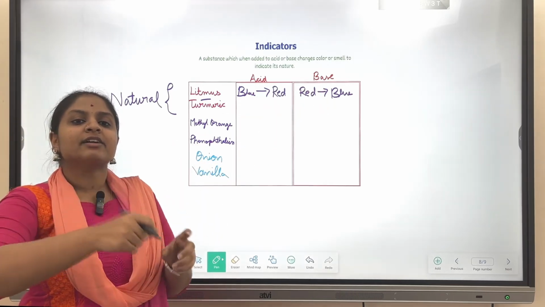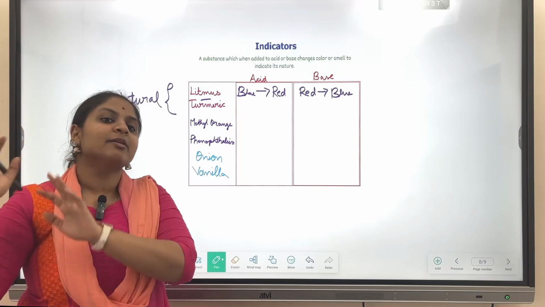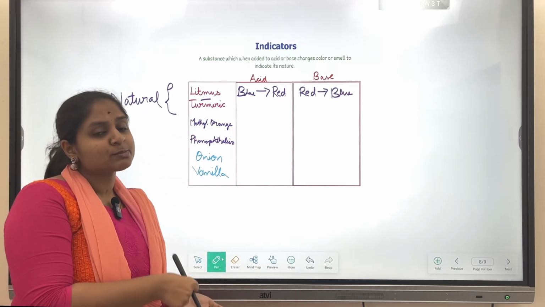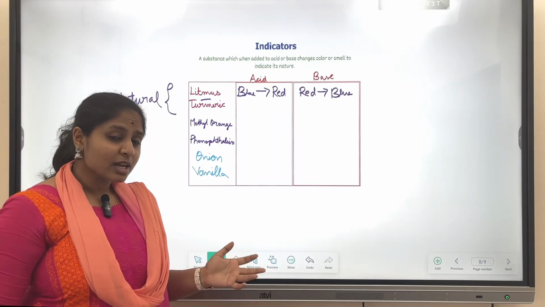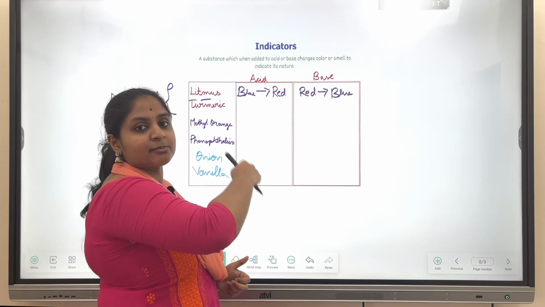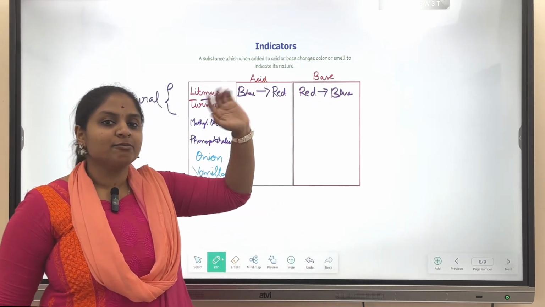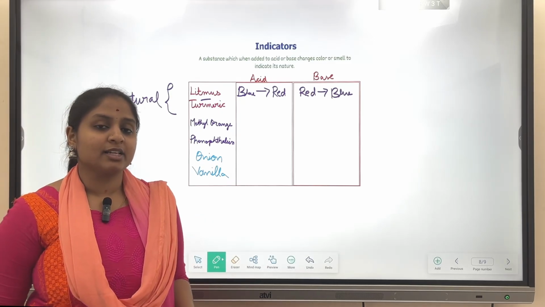So what will happen if I take red litmus paper and keep it in acid? There will be no change. The red will remain red. If I take blue litmus paper and keep it in base, it will remain the same. But when I take blue litmus and keep it in acid, it will turn red, and red litmus will turn blue in the case of base. Now that we have studied litmus, which is naturally available.